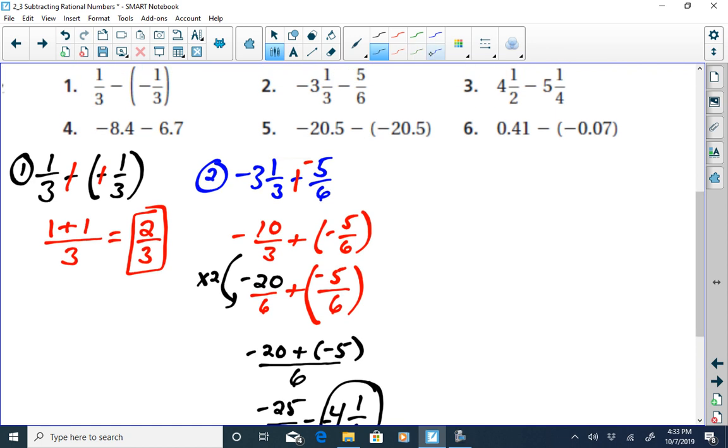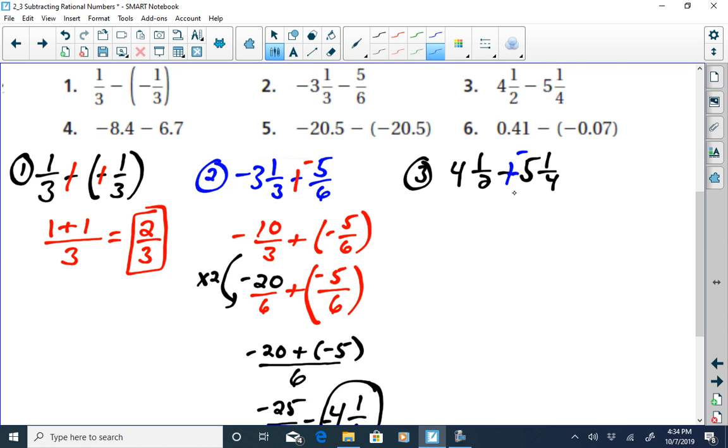All right, let's look at problem 3. First, I want to recopy it. So when I recopy problem 3, that's going to look like this. Problem 3 says we have 4 1/2, and I want to take away 5 1/4. First step, use the additive inverse, add the opposite. So this now becomes the addition problem, 4 1/2 plus negative 5 1/4.